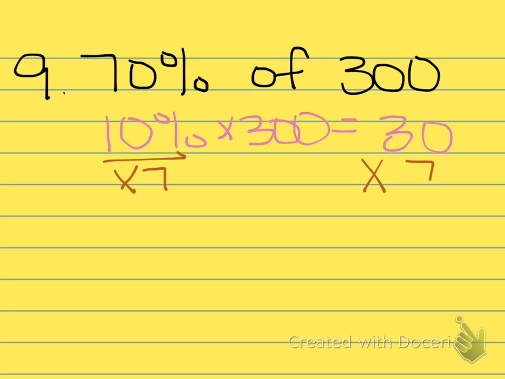So I'm going to multiply times 7, and so I get 210. And so 70% of 300 is 210. And that should make sense. That sounds right. It's more than half, so it sounds good.